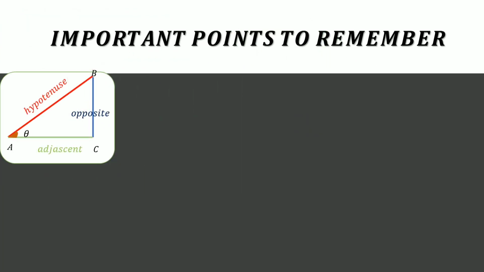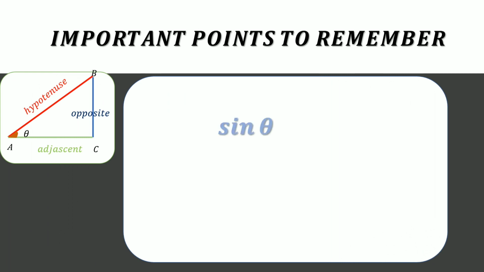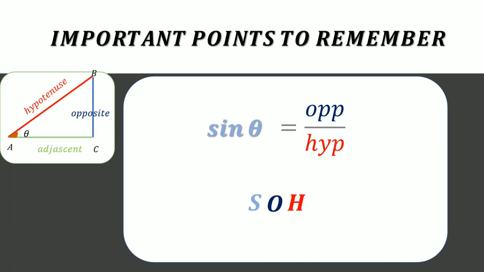Then we have to understand about the 6 trigonometric ratios. Do you think it is very difficult? No, not at all. The first one is sin theta. Sin theta is equal to opposite by hypotenuse. If you remember the mnemonic SOH, S O means opposite side, H stands for hypotenuse.